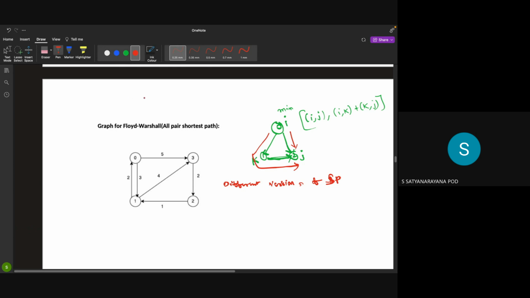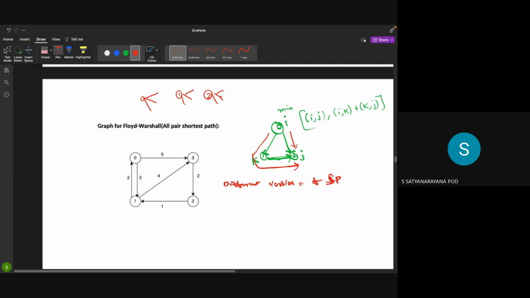Already I said, we are trying to find the shortest path from 0 to others, 1 to others, 2 to others. So every time, if you run Dijkstra's algorithm by changing the source vertex, that is called Floyd-Warshall. Is it right or wrong? Yes, sir. So here the strategy is the same, but they use a big two-dimensional matrix.